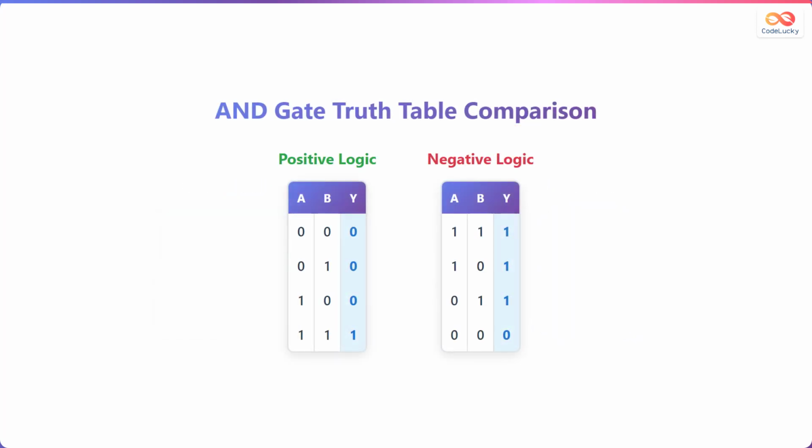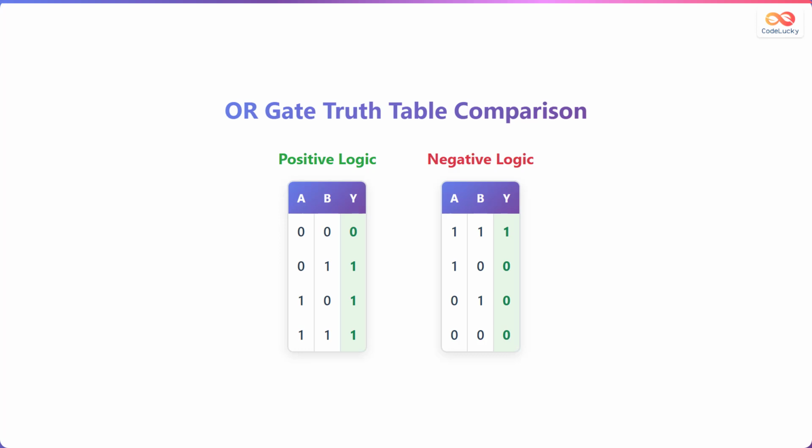Let's compare the truth tables of an AND gate under both positive and negative logic conventions. Under positive logic, the AND gate behaves as expected. The output is 1 only when both inputs A and B are 1. Otherwise, the output is 0. Now, let's examine the same AND gate but interpreted with negative logic. Notice that the truth table is flipped. With negative logic, the output is 0 only when both inputs A and B are 0. Otherwise, the output is 1.